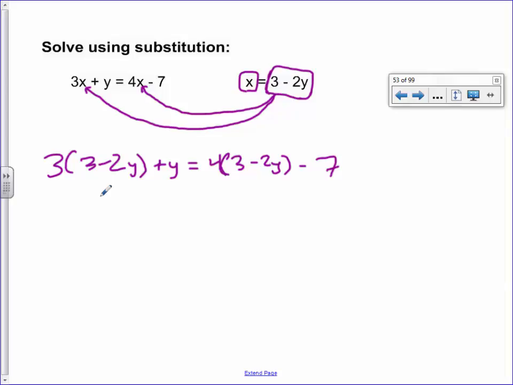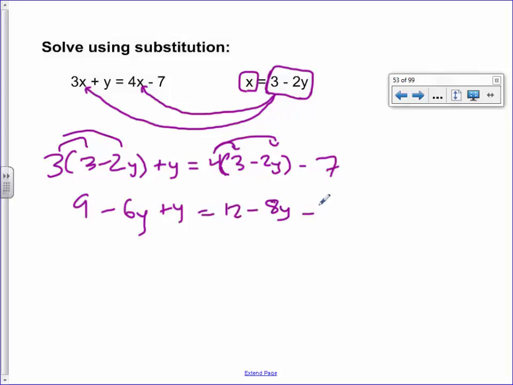I like the rope analogy. There are some brackets here. Let's untie the rope. So 3 times 3 is 9. 3 times minus 2y is minus 6y. So just add another y. Put those guys together for 12 minus 8y and minus 7. If you like my rope analogy, it's now untangled.